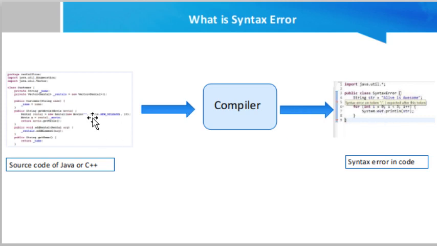For example, just see this example. This is source code of Java or C++. Once the code has been written, the compiler executes the code, and if there is any mistake as per the grammar of the compiler, the syntax error will be shown on the screen.